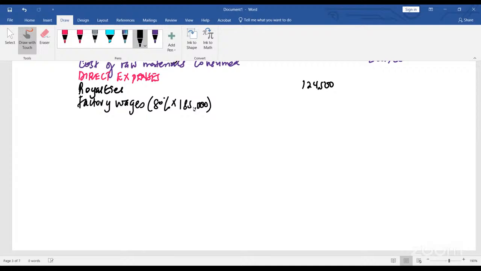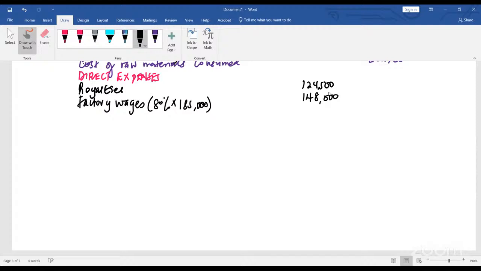185,000. What is 80% of 185,000? Someone do the math there first. 80% of 185,000. That is how much? That is 148,000 members. 148,000.